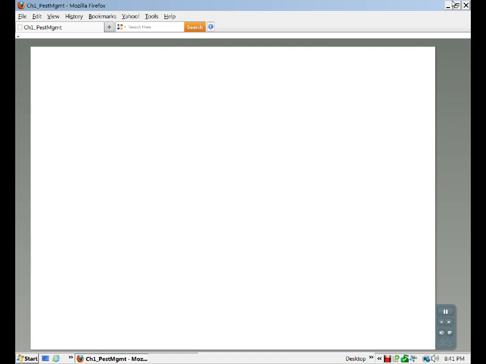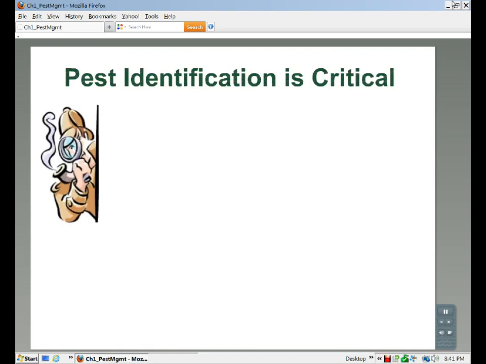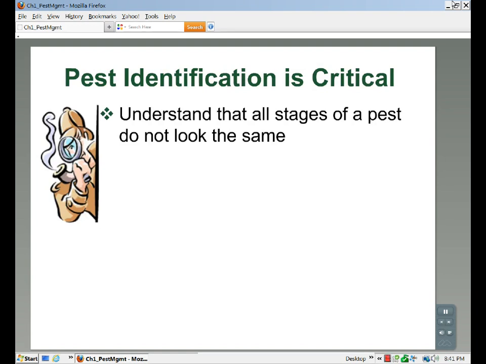As mentioned earlier, it's important to correctly identify the pest in order to develop an effective management plan. Determining the cause of the problem or identifying the pest may be difficult. Immature stages of weeds and insects may not look at all like the mature stages. Once you have properly identified the pest, learn about its biology.